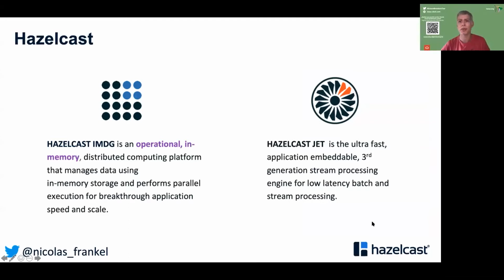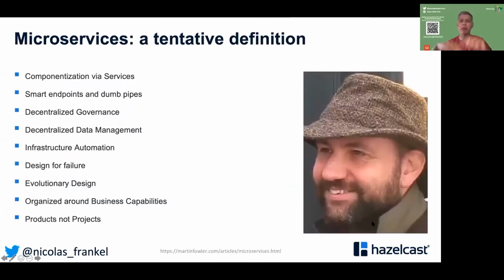So if you have very fast data pipeline processing needs, that need to be very fast, such as fraud verification, for example, in banking, then Hazelcast Jet might be a good fit. So microservices, I believe everybody wants to do microservices.